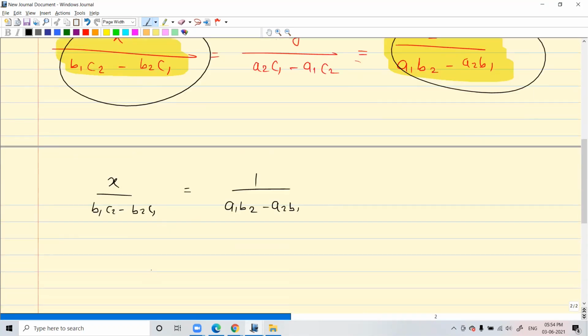So from that we can transpose this to the other side. For that we will get the x value. Okay, so it will become B1 C2 minus B2 C1 by A1 B2 minus A2 B1.